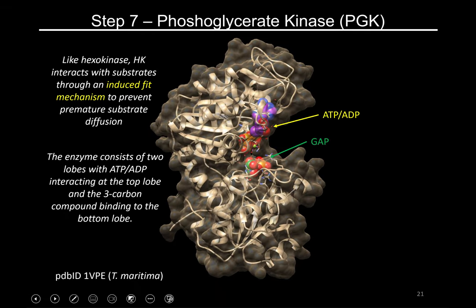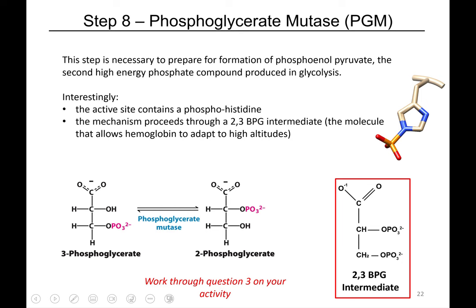Just to reemphasize that we truly do have the same type of binding cleft. We can see here our binding cleft, we see our nucleotide binding site, and we see our substrate binding site. It's GAP here, not 1,3-BPG, otherwise it would react. We have now created 3-phosphoglycerate. The next step, remember, is to convert that to 2-phosphoglycerate, so we can then dehydrate 2-phosphoglycerate to get our second high energy intermediate, PEP. This is a fairly straightforward mutation, isomerization.